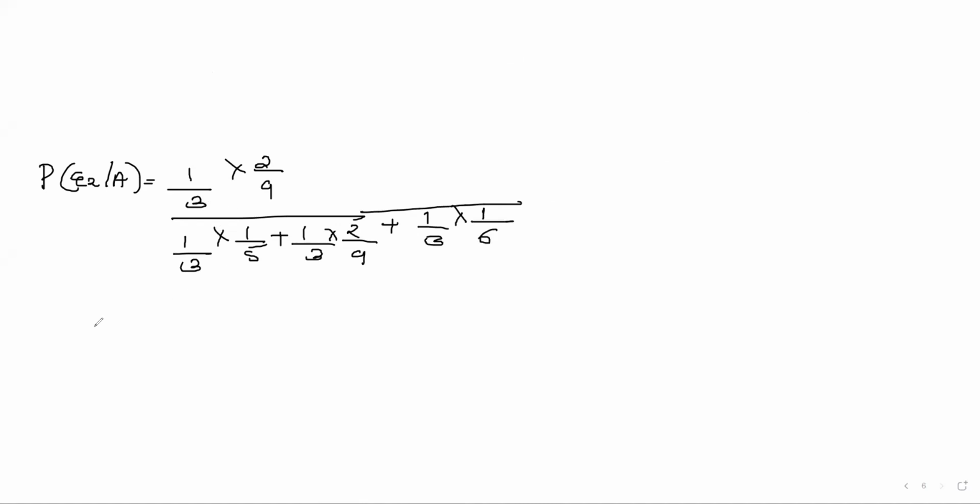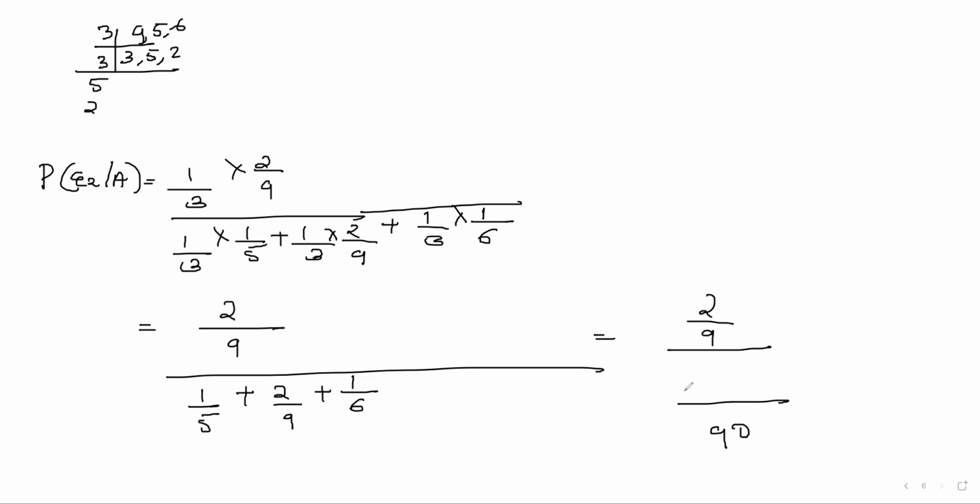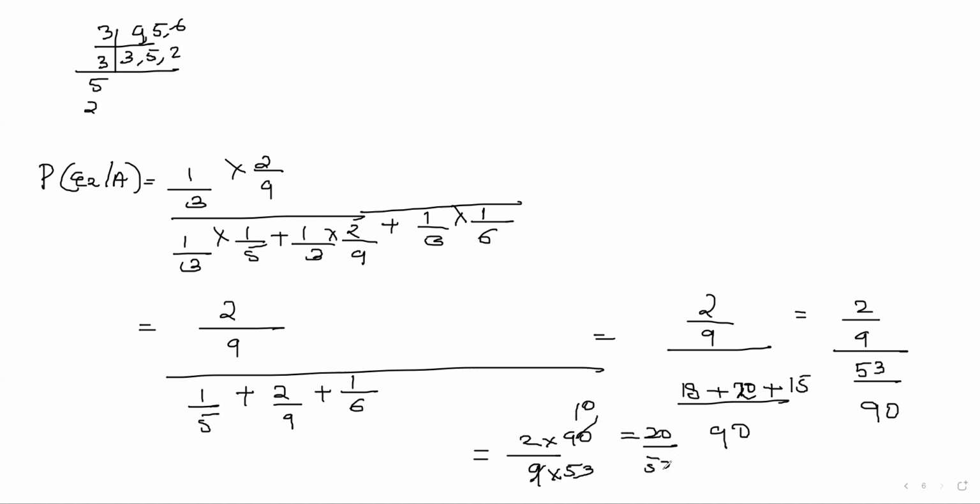Take out 1 by 3 common from all. Cancel this out. So finally, you will get 2 by 9 in the numerator, and in the denominator you have 1 by 5 plus 2 by 9 plus 1 by 6. Take out the LCM. LCM of 9, 5, 6 is what? 3 into 3 into 5 into 2, that is 90. So here you have 2 by 9, here you have 90. So this is 18 plus 10 plus 20 plus 15. Add all these: 30, 50, and this is 53. So 53 by 90. Shift this 90 on the top. So 2 into 10 by 53, so 20 by 53. Is it clear, Nabil?